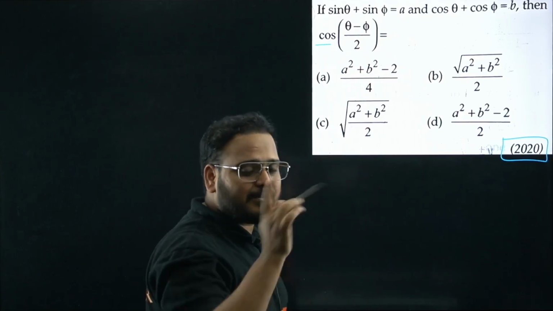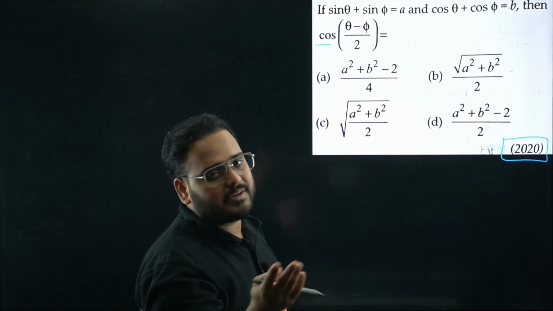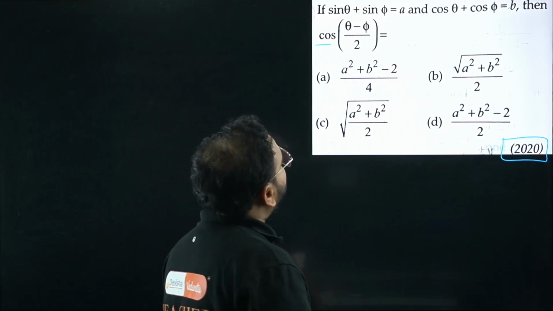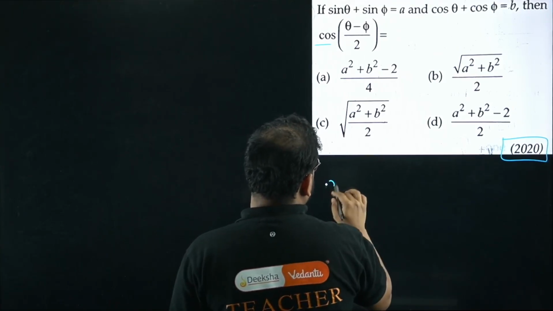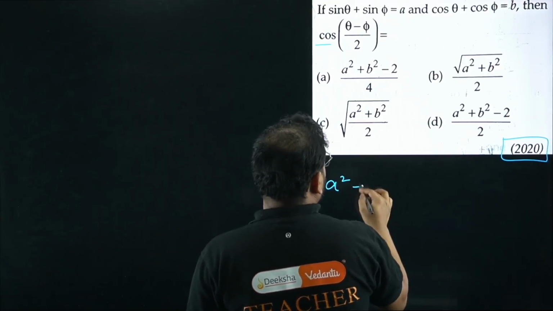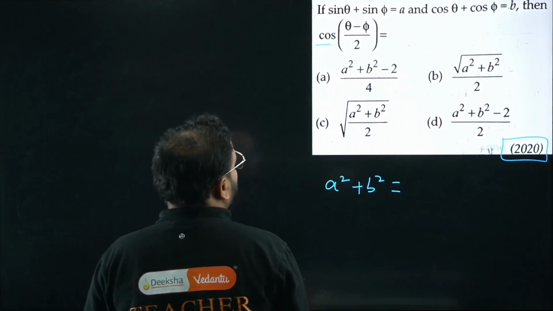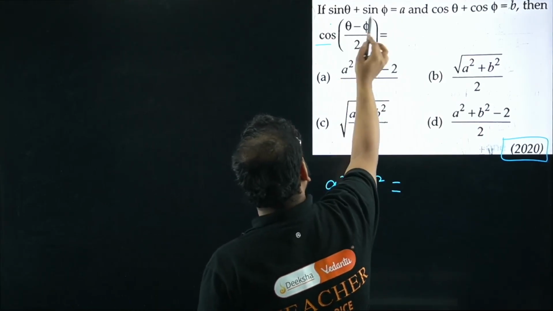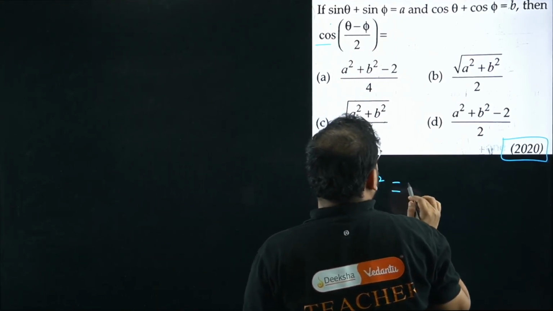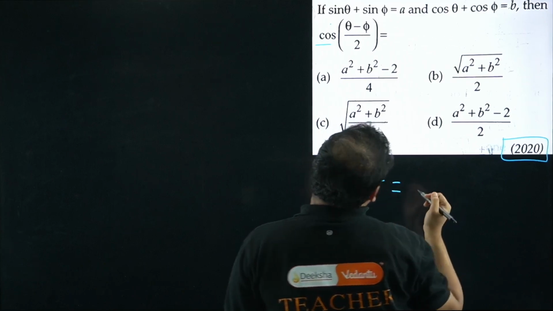You know the formula of cos(A minus B), cos A cos B plus sin A sin B, right? To make use of that, I can take the whole square. Take A square and also add B square, because you can see everywhere it is the same options. So now if you do that, you'll have sin square theta plus sin square phi.